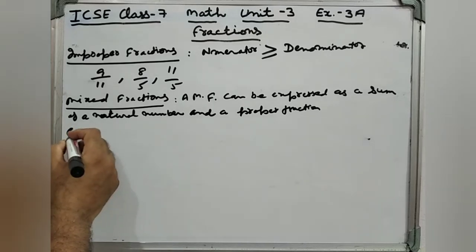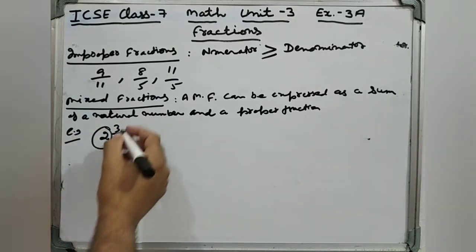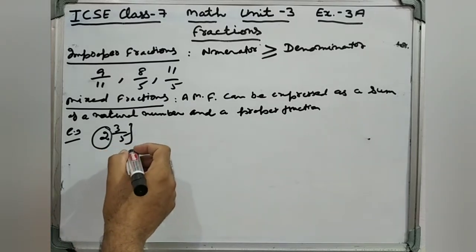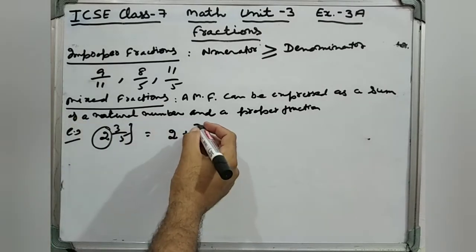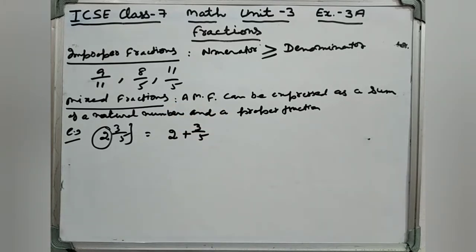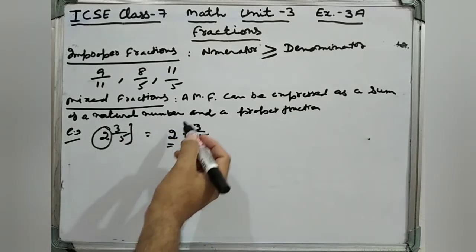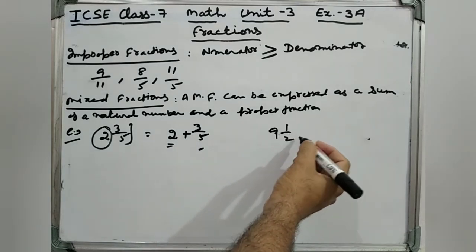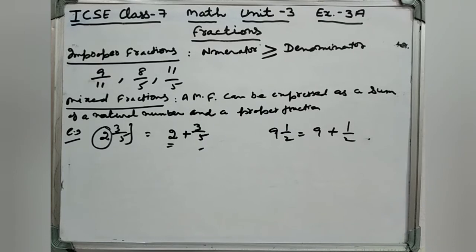For example, 2 3 upon 5. Here 2 is its whole number, 3 upon 5 is the fraction. Now how will we represent it? Whole number out, fraction part separate. A mixed fraction can be expressed as the sum of a natural number or whole number and a proper fraction, right? 9 1 upon 2 is equal to 9 plus 1 by 2, right?